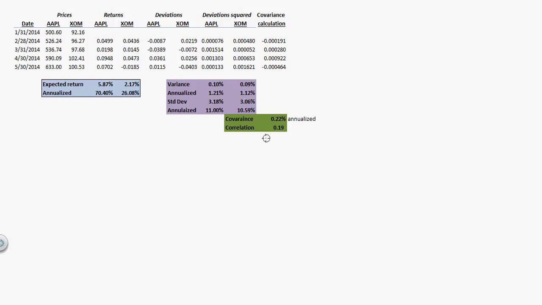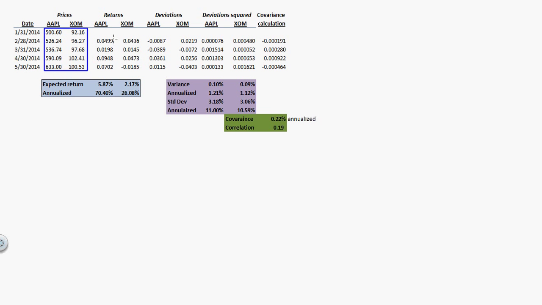In this video, we're going to learn to calculate correlation of returns. In order to do that, we have to have covariance calculation, standard deviation, expected return. We'll go through all of those different components. And we're going to start with prices. So I have prices for Apple and ExxonMobil, monthly data in 2014, and it's important that that's monthly.